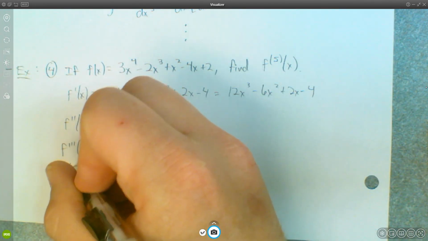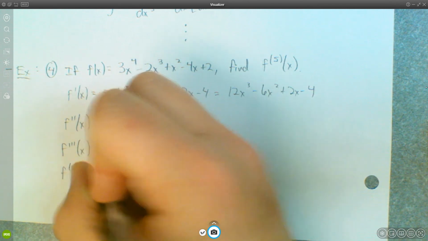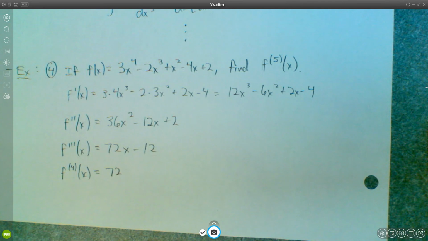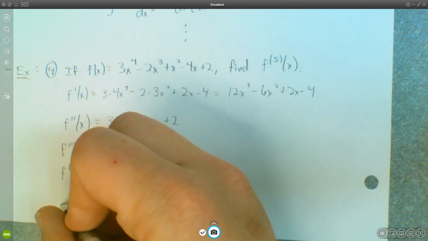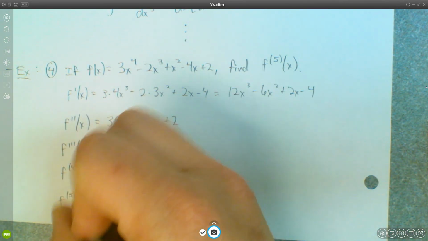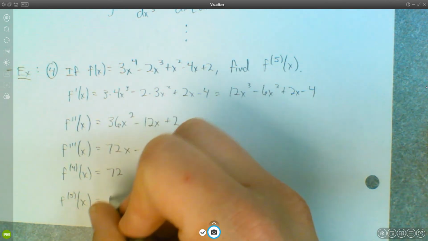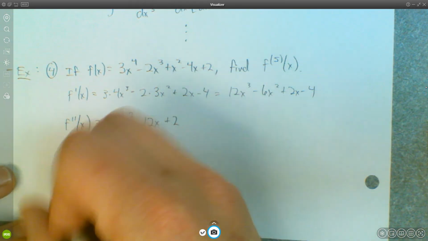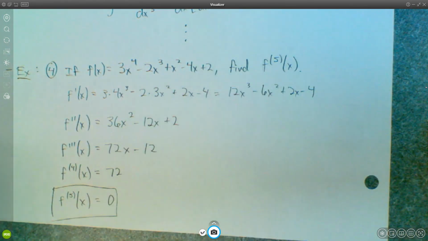The fourth derivative is just going to be 72. So the fifth derivative is just going to be 0. And then every derivative after that is also going to be 0, right? So the sixth derivative is going to be 0, the seventh derivative is going to be 0, and so forth. But there you go. All of that work for an answer of 0.